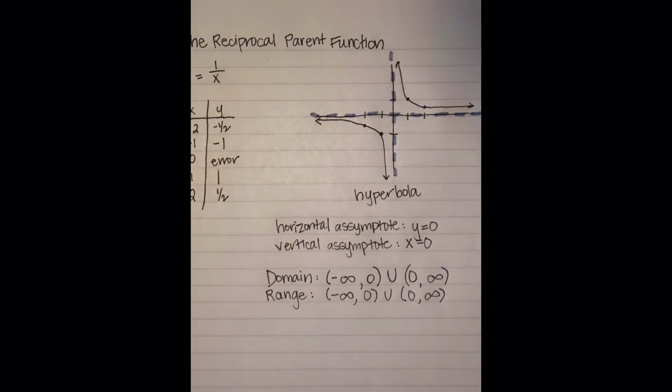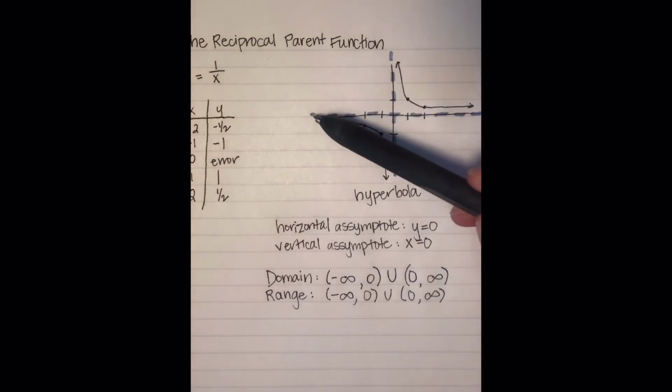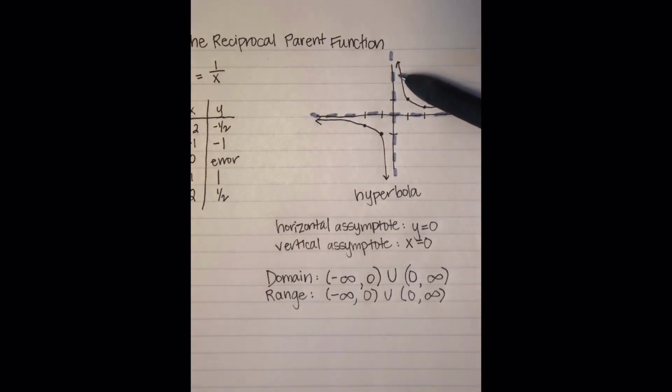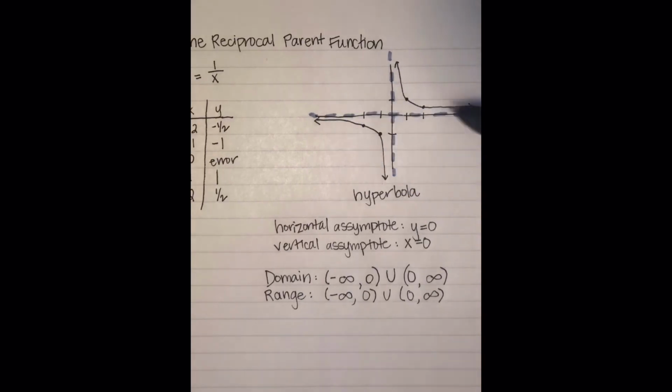And that's really it. We're going to take this and do some transformations to it, but this is where you start. It's a hyperbola, and we got an asymptote at 0 and 0 to start.